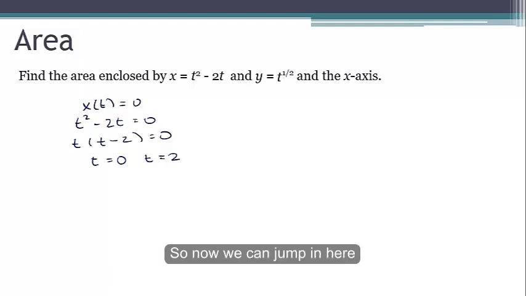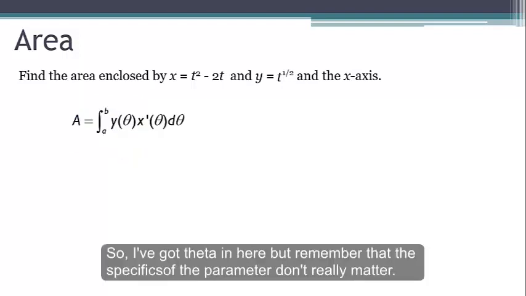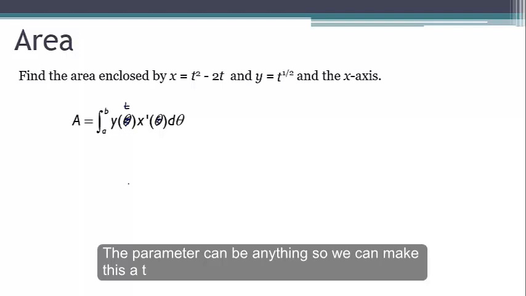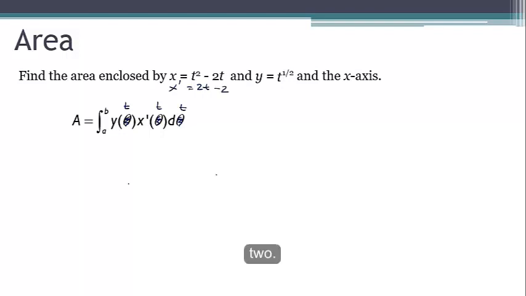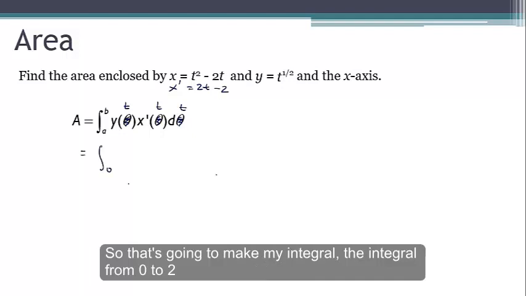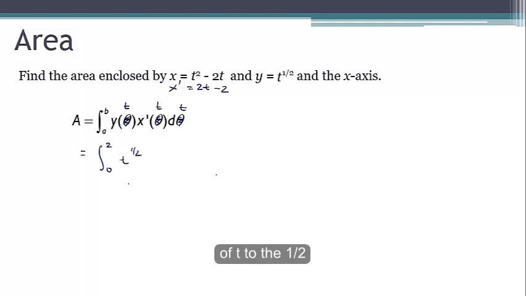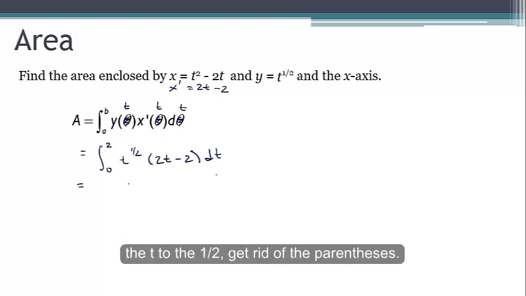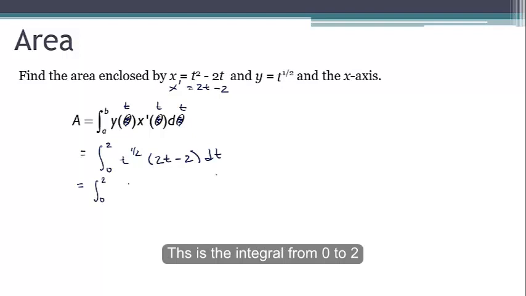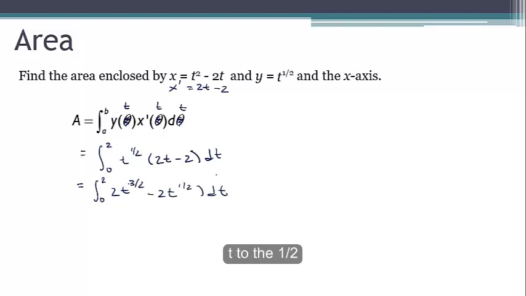So now we can just jump in here and apply our formula. I've got theta in here, but remember, the specifics of the parameter don't really matter. The parameter can be anything, so we can make this t, and that's going to work just fine. What is x prime? This is 2t minus 2. So that's going to make my integral, the integral from 0 to 2, of t to the 1/2 times 2t minus 2 dt. Let's distribute the t to the 1/2, get rid of the parentheses. This is the integral from 0 to 2 of t to the 3/2 minus 2t to the 1/2 dt.